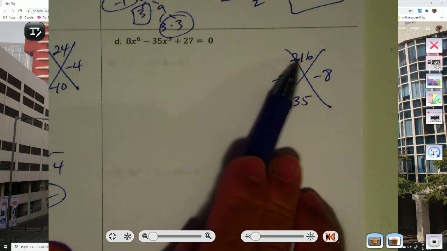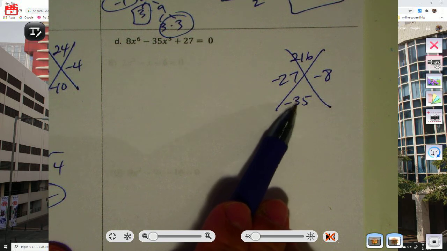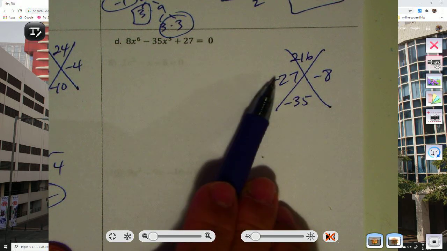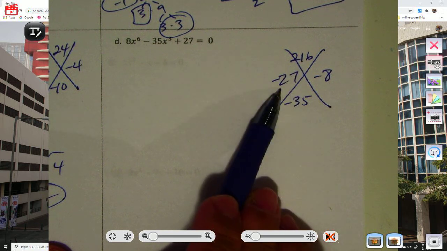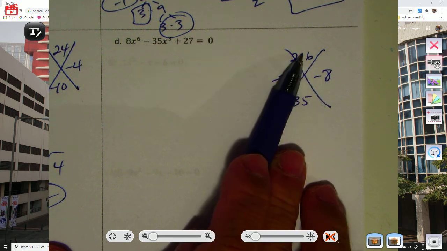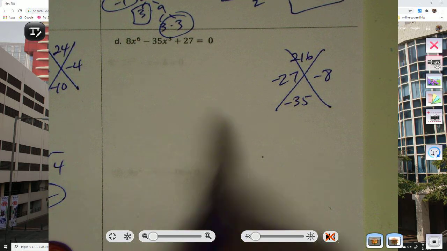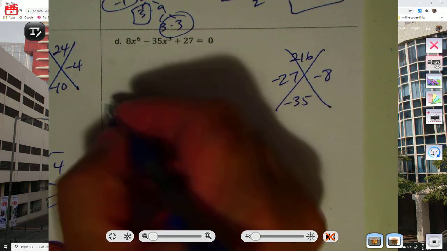27 times 8 gives me the 216. I needed a negative 35, so I just changed their signs. Right. Remember, if they're both negative, it produces a positive product. Negative 27 times negative 8 does give me a positive 216, sorry, not 26. All right, anyways.